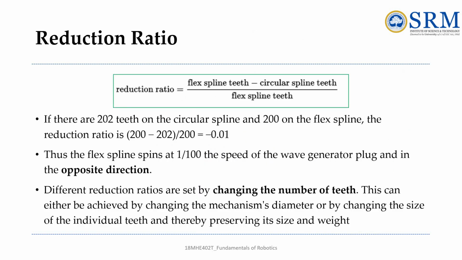The next is about the reduction ratio. The reduction ratio is given as flex spline teeth minus circular spline teeth, divided by the flex spline teeth. Suppose, for example, you have 202 teeth on the circular spline and 200 on the flex spline, the reduction ratio is minus 0.01, which means the flex spline turns at 1 by 100 the speed of the wave generator and in the opposite direction.